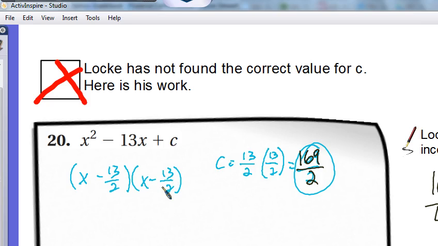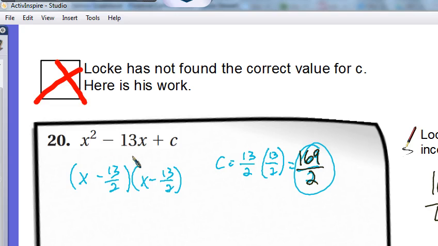So that's how we know it has the factors x minus 13 over 2 times x minus 13 over 2, because they have to add together to make negative 13x. So that means we know this guy has to be the result of what? Where do we get this last guy right here? Multiplying the two numbers together.